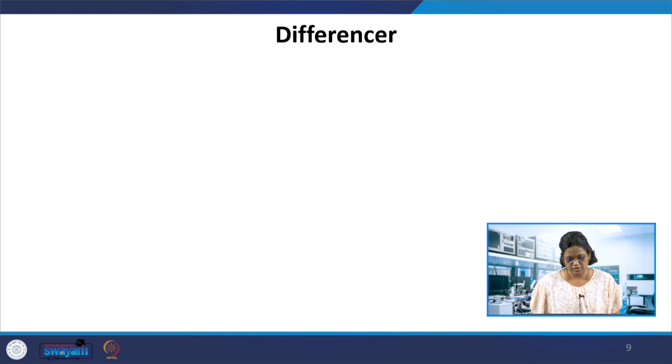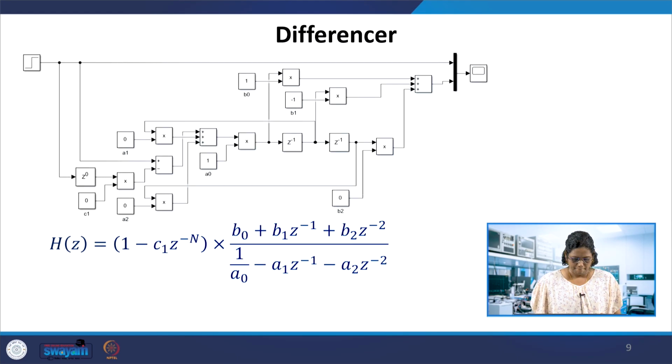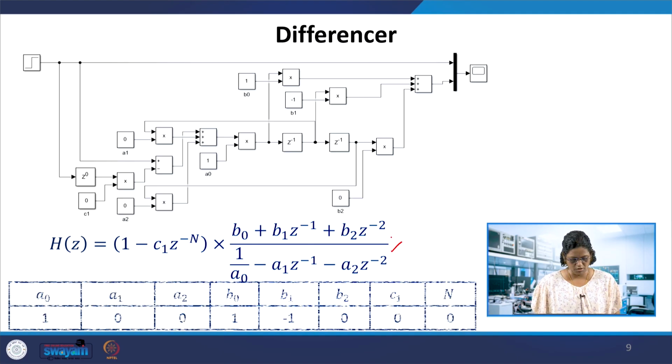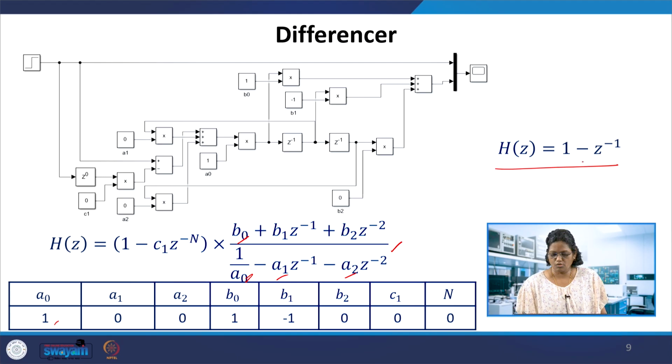Now let's come to the second network, the differencer. Taking the generalized DSP network, we substitute the coefficients as follows. a naught is 1, a1 and a2 are zeros, b naught is 1, and b1 is minus 1. b2 is 0, and c1 is also 0. So there is no comb filter part involved in this.